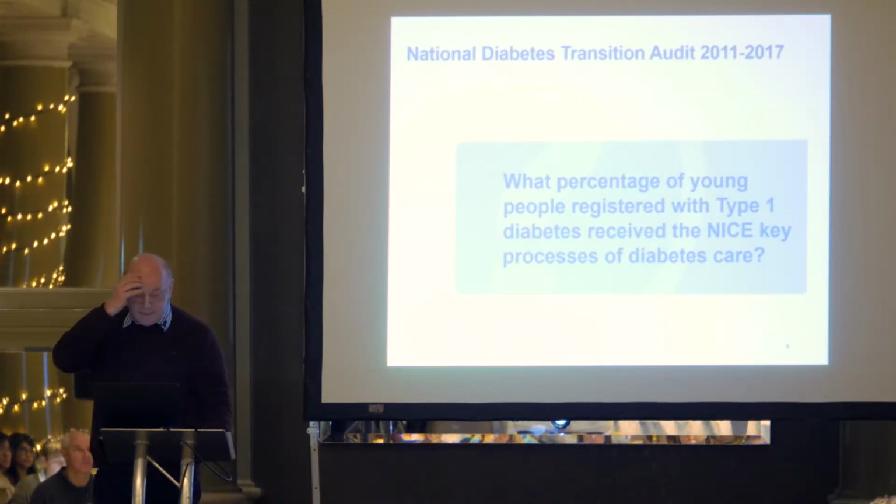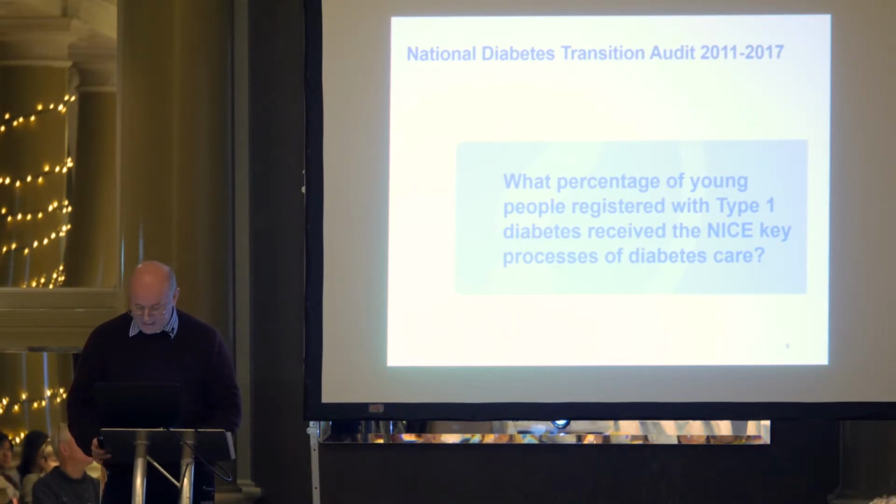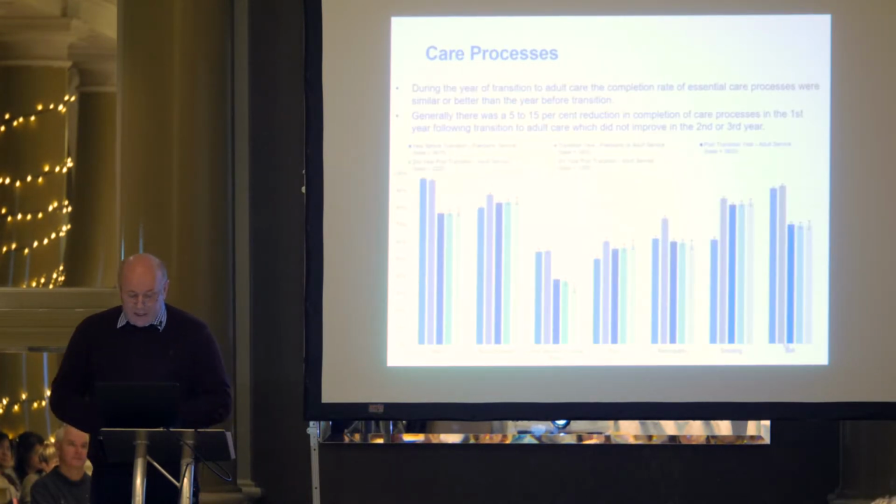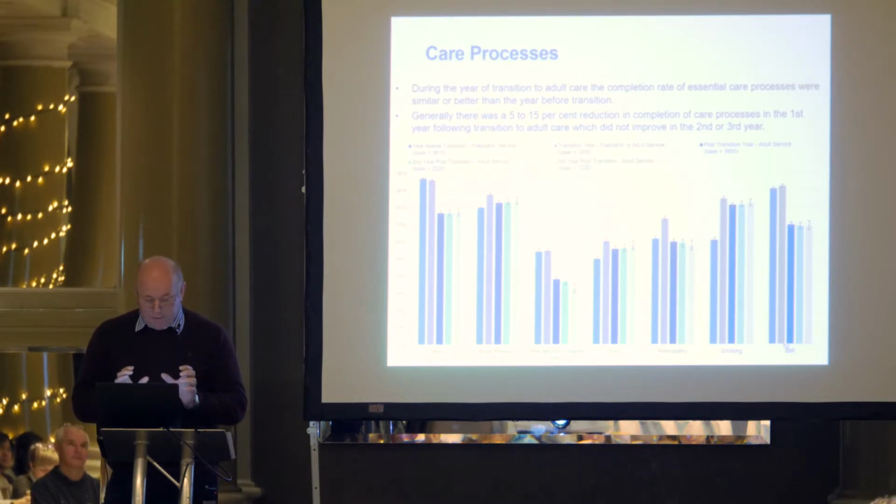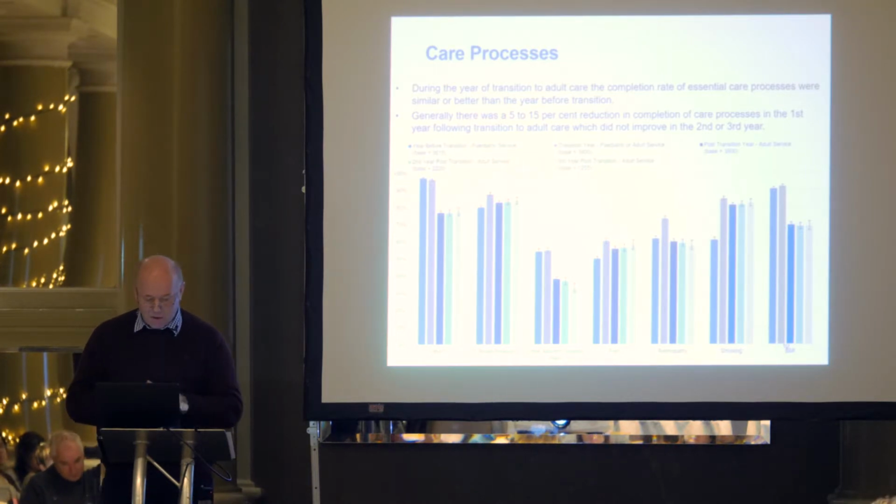So what percentage of young children registered with type 1 diabetes are receiving their National Institute of Clinical Excellence key processes for diabetes care? And the key processes are pretty much identical for the paediatric and for the adult services. So each of these groups represents the care process. You've got HbA1c, blood pressure, urinary albumin, foot checks, retinopathy, smoking, and body mass index. In each of those columns, the code is the same.